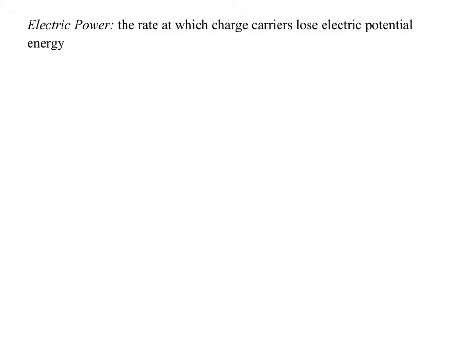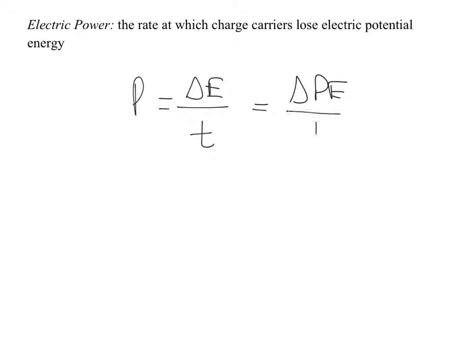But the first definition of power, like we were talking about, is the change in energy over time. And we said work over time. Well, that's the same thing, really. This could be thought of, in our case, as potential energy over time, really, because we were talking about the potential energy of the charge carriers. The charge carriers lose electric potential energy. So that's what power is. It's the change in that energy over time.